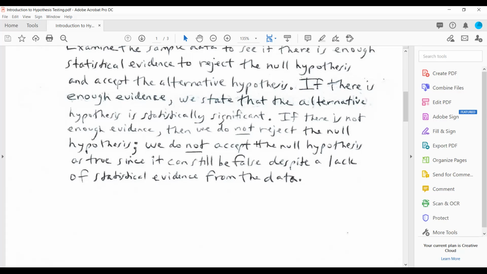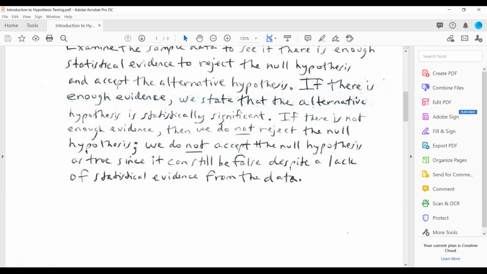So what happens? The person goes free, right? The null hypothesis, the person is not guilty, and we didn't have enough evidence to reject that hypothesis. The person goes free. But it does not mean that person was not guilty. It doesn't mean that. It just means there wasn't enough evidence to convict a person. It's still possible that person committed the crime.